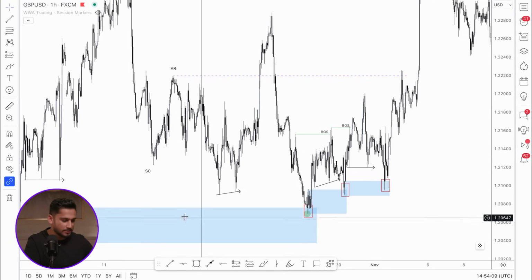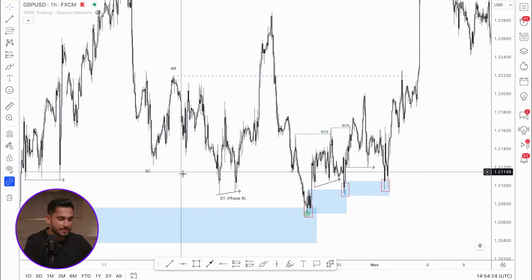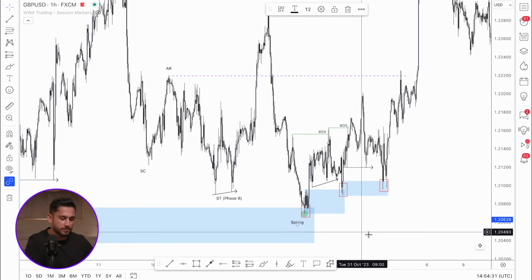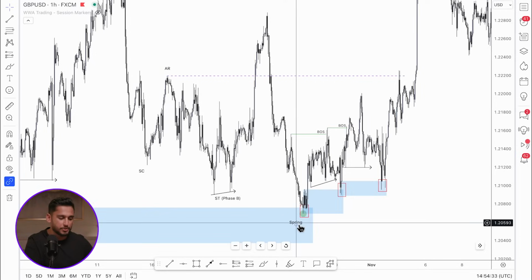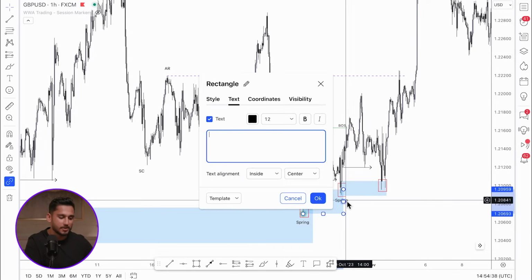Now we also have our secondary test happening in phase B. This is basically the laws of an accumulation schematic. And then what do we have? Next in our schematic, we have our spring. This is part of Wyckoff theory. Now again, I'm not a Wyckoff theory purist, and it's not important to be. It's more to understand the intentions of price and how they're all connected.